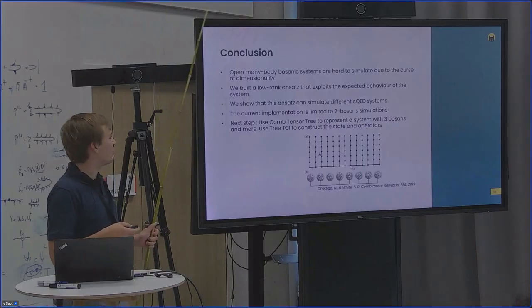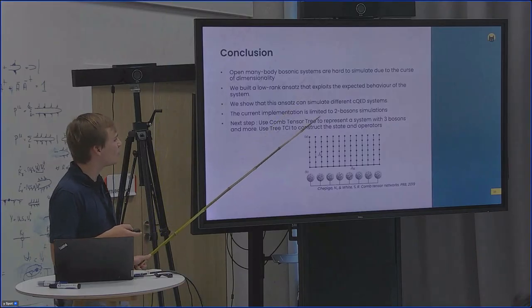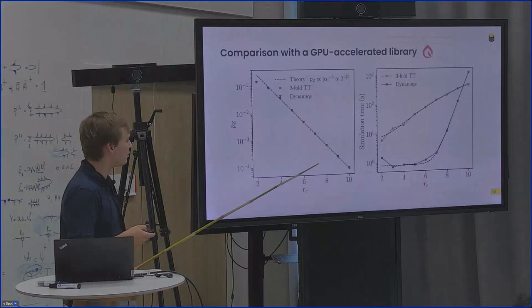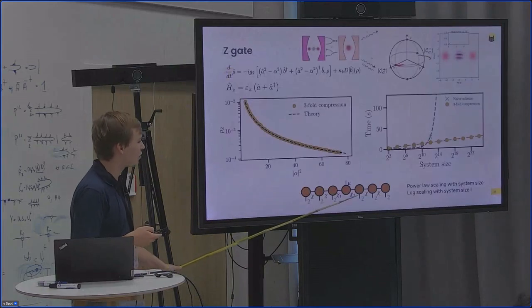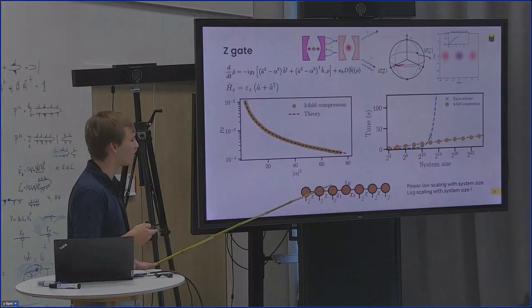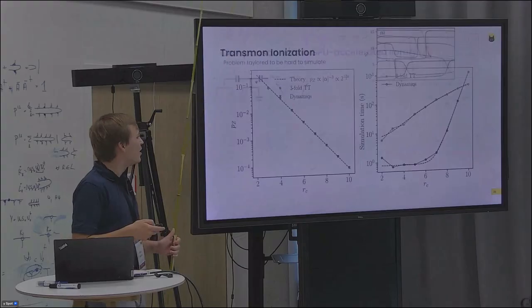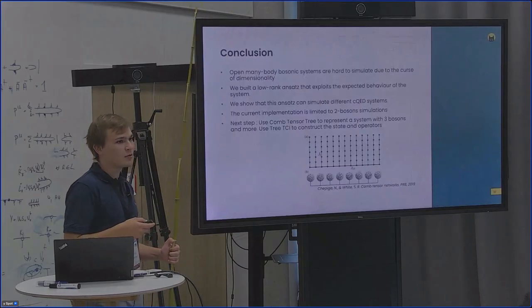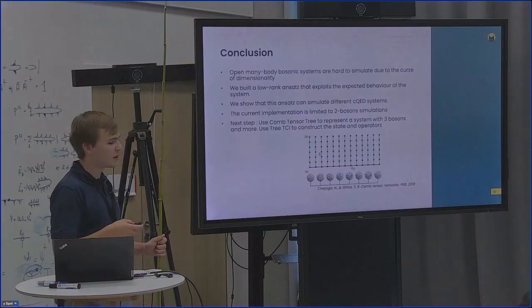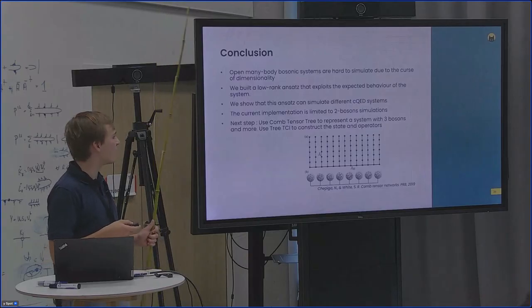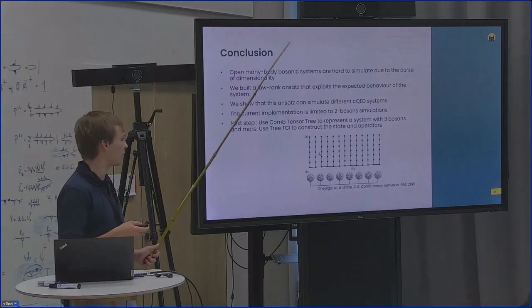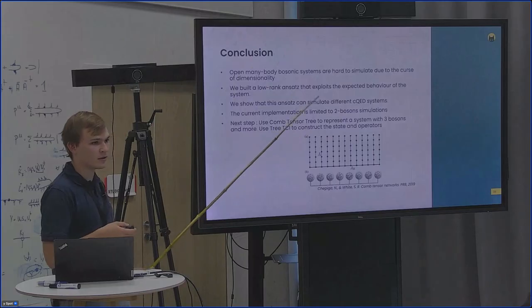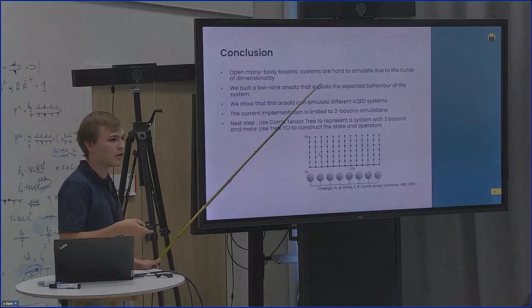The current implementation that we built is limited to 2 boson simulation, because when you see this shape of your tensor, it looks just like an MPS, where you just shifted the leg instead of putting it back, you put it up. But the goal now is to simulate a system with 3 bosons or more by using 3 tensor networks. So use 3 TCI to build the operators and the state, and then do the evolution in this manifold.